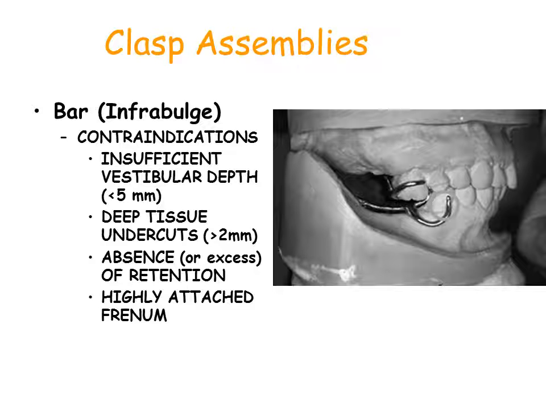Bar-type clasps are illustrated in this diagram. Unfortunately, there are some significant contraindications to the use of this type clasp. Because the clasp invades the vestibular space, undercuts, exostoses, and frenal attachments limit its use. Excessive gingival convergence prohibits its use, as it creates a large space that would be unhygienic.